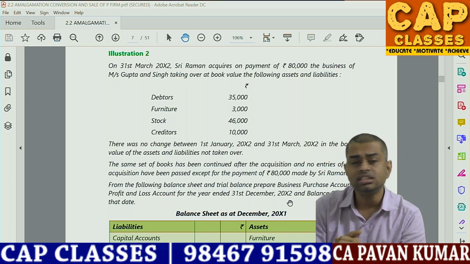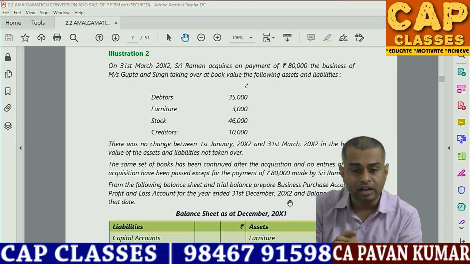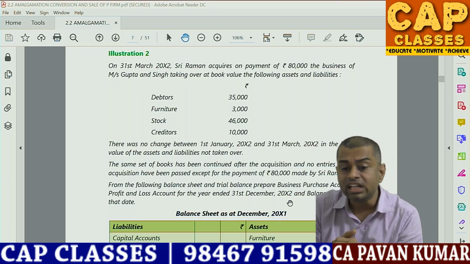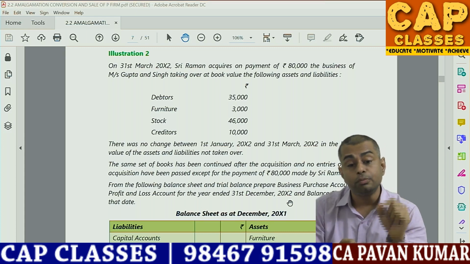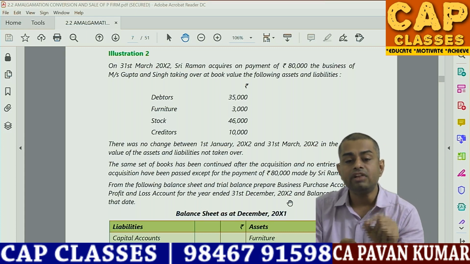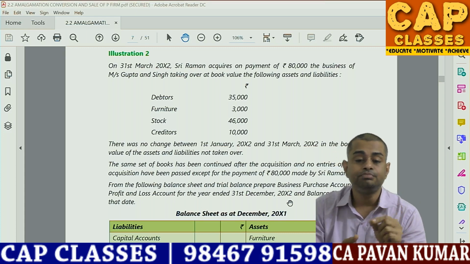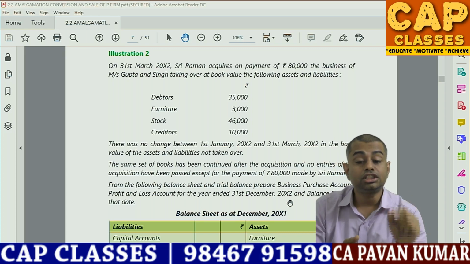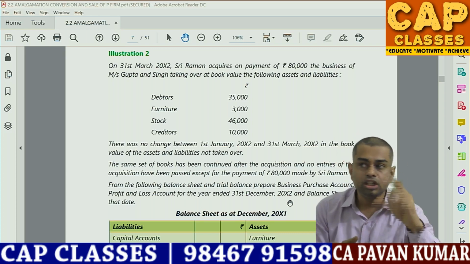So let us look at this basic, easy model. On 31st March 2012, Sri Raman acquires, on payment of 80,000, the business of Messrs. Gupta and Singh, taking over at book value the following assets and liabilities: debtors 35,000, furniture 3,000, stock 46,000, creditors 10,000. So up to this you read.